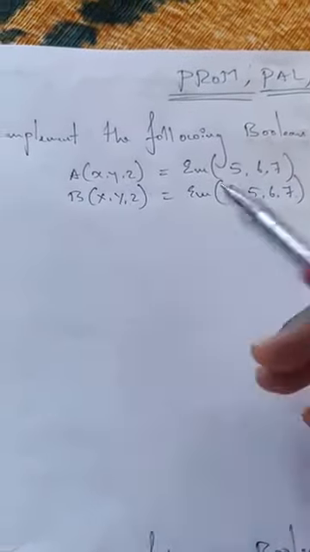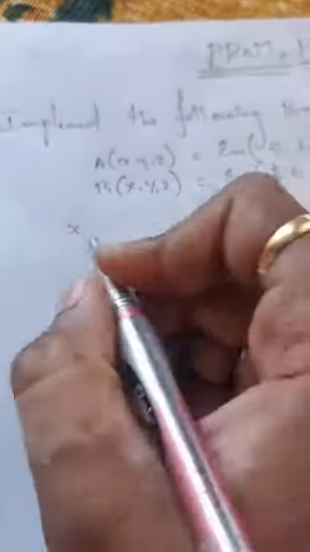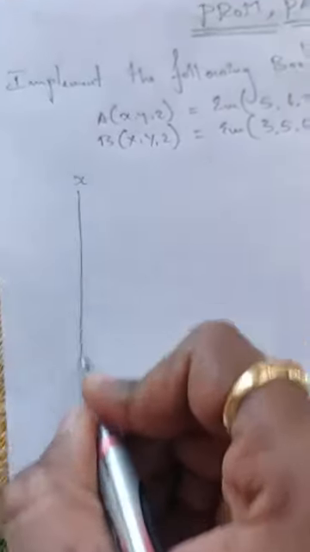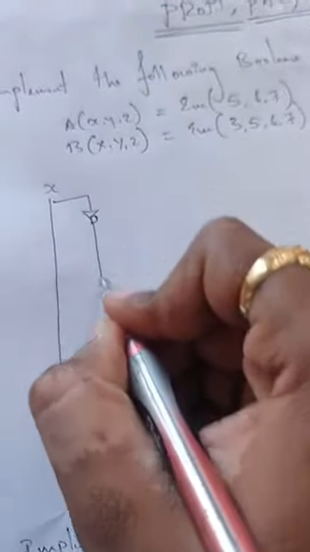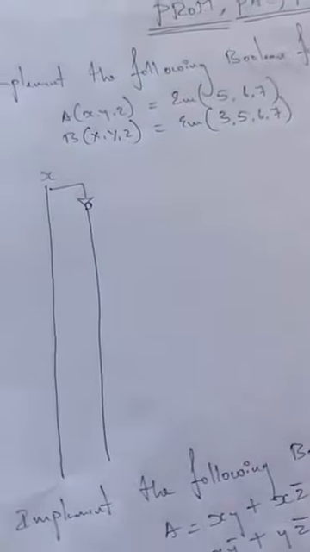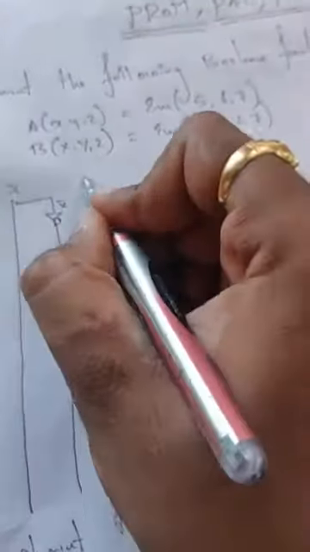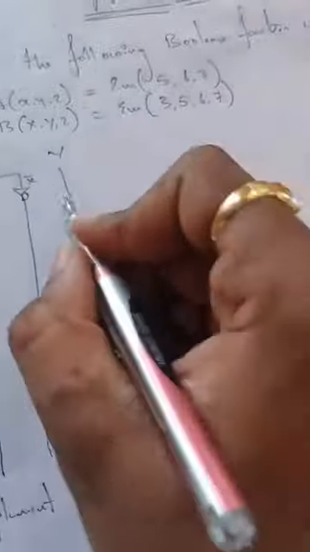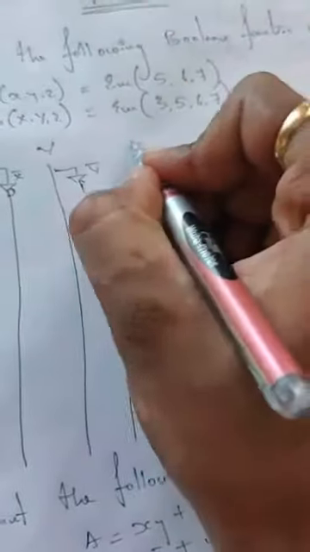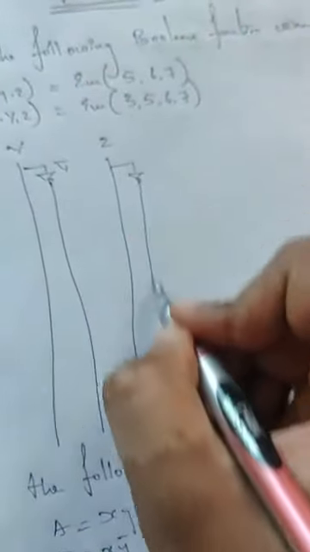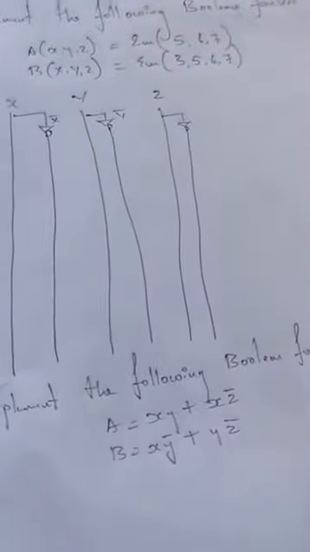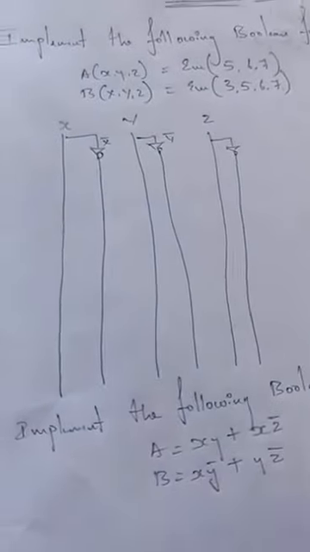So we have x, y, z. What are the variables here? x, y, z. So write x, just write a line like this. Then this refers to x bar. Then y, again a NOT gate, this refers to y bar. Then z, then this refers to z bar. Right, so obviously we have three variables.